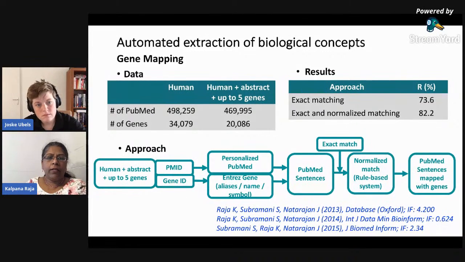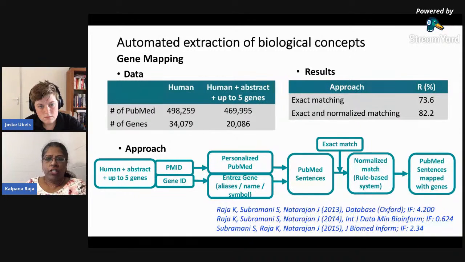We all know that not all PubMed articles include abstracts. So we restricted to PubMed articles with abstracts and annotated with up to 5 genes. That gave me 469,000 PubMed articles with 20,000 annotated genes. So this is the data.